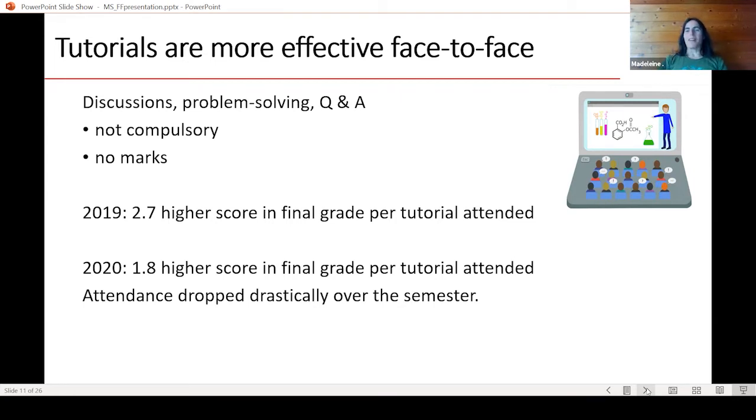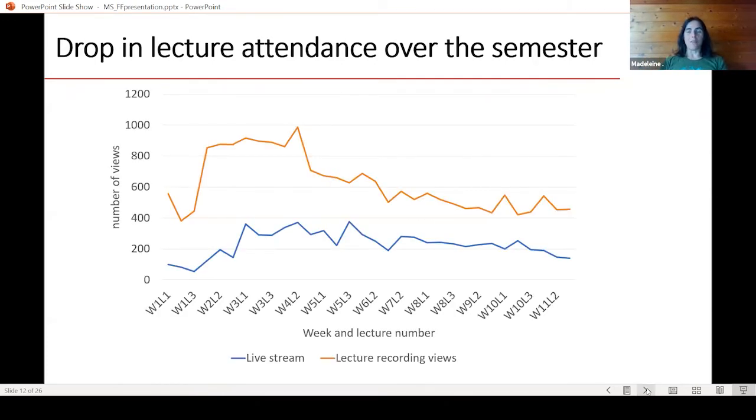We can hypothesize about the tutorial environment, where you're quite engaged, talking to students one-on-one. The online format just was not as effective. We also saw, in every year, that the attendance over the course of the semester just plummets in tutorials and in lectures. So we can see this for the lectures.